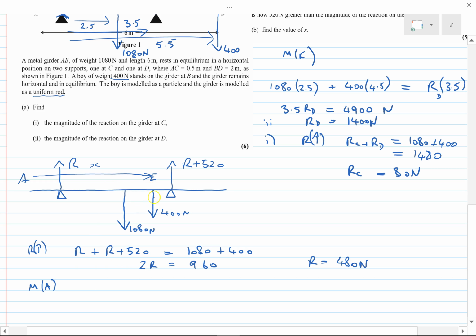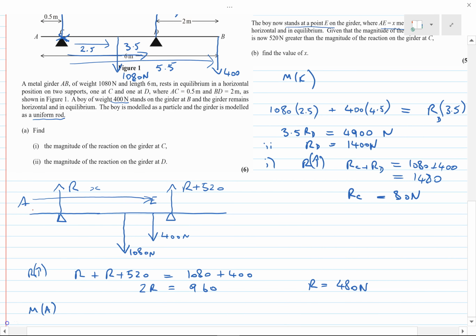Anyway, so we've got horizontal. We've got clockwise, these two are going clockwise, the 1080 and the 400 newtons. And if we mark some distances on, this distance here, as we've seen, is 0.5. That's AC. This distance, because it's a uniform rod, is 3. That's what we've called x, of course. And that distance there is 4. So that should make it easier to set up our moments equation.